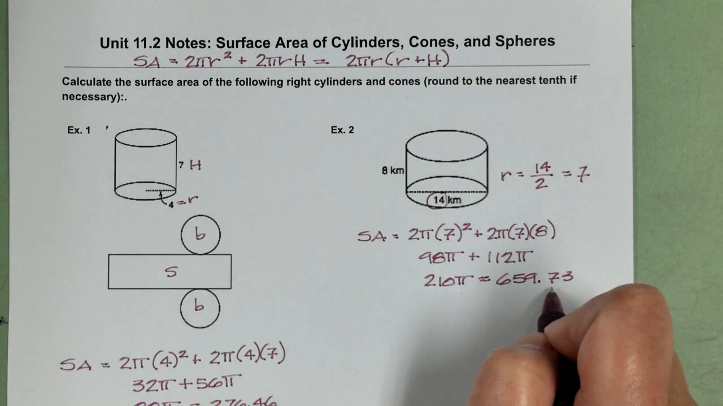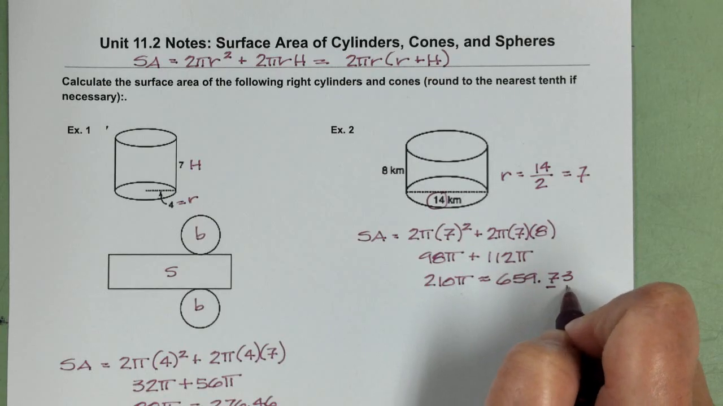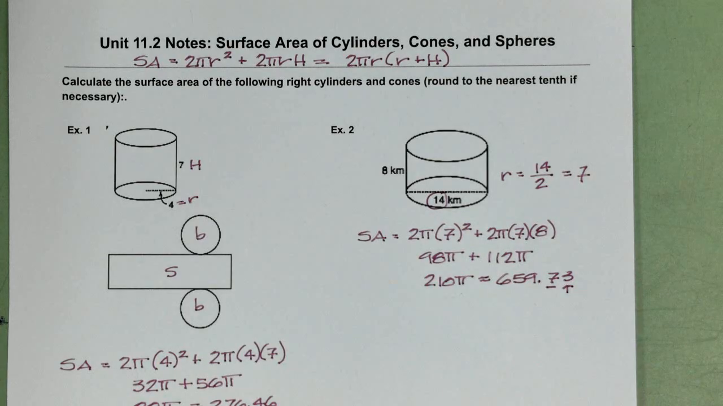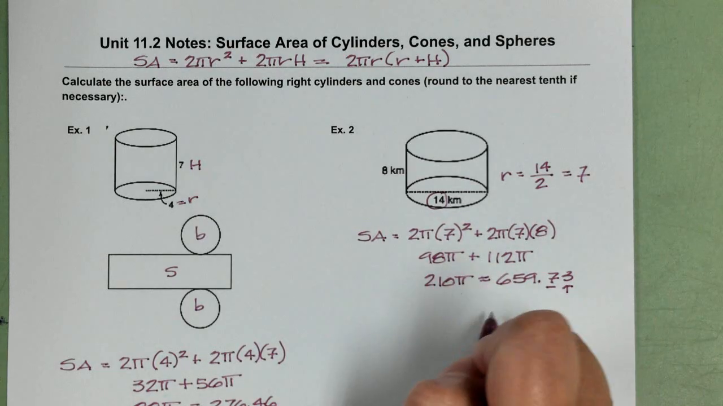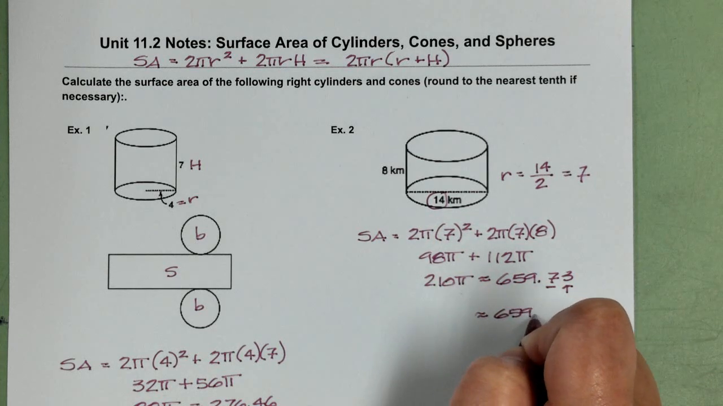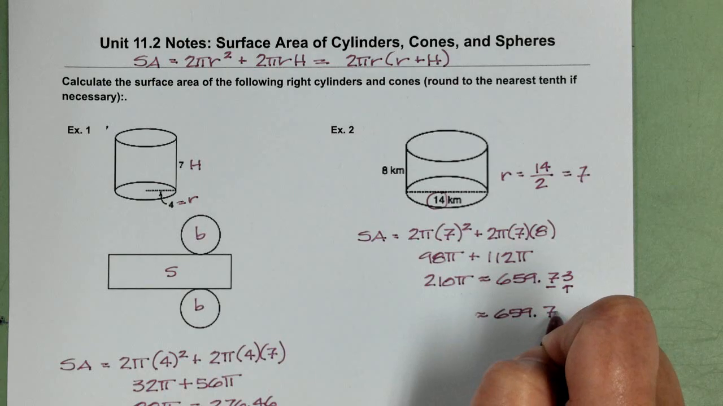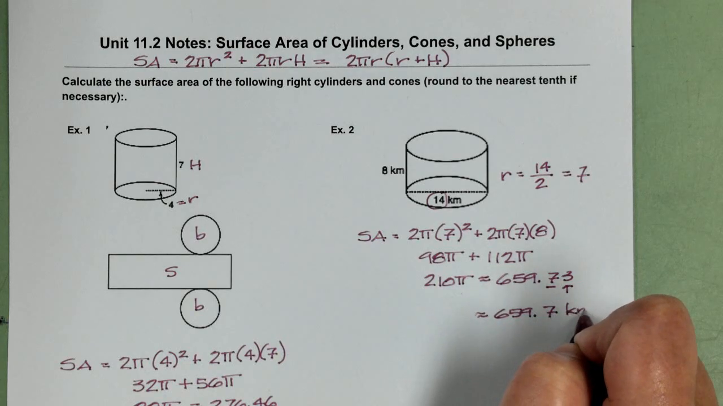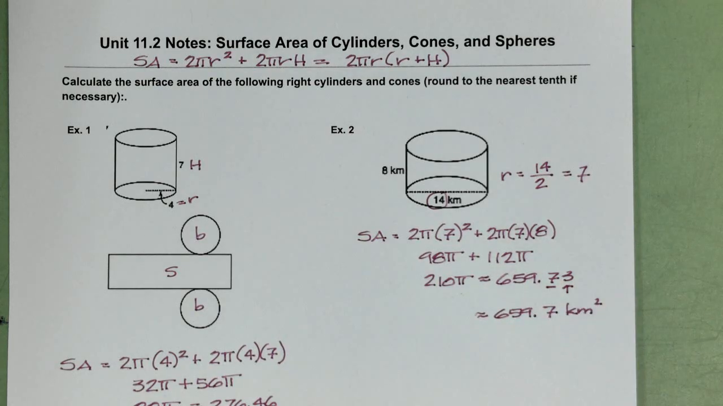659.73. Again, we're rounding to the nearest tenth. Our next digit is a 3, so we're going to leave the 7 as is, 659.7. They gave us kilometers, so kilometers squared.